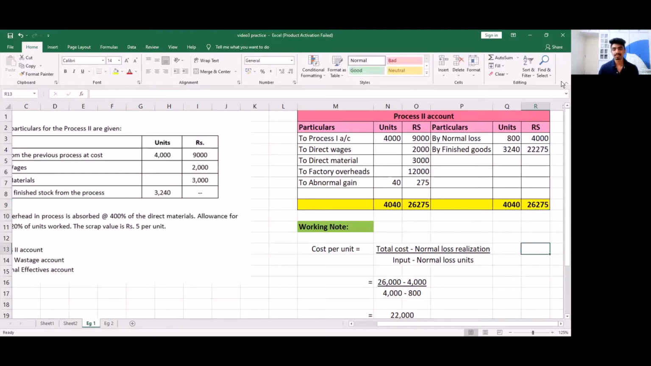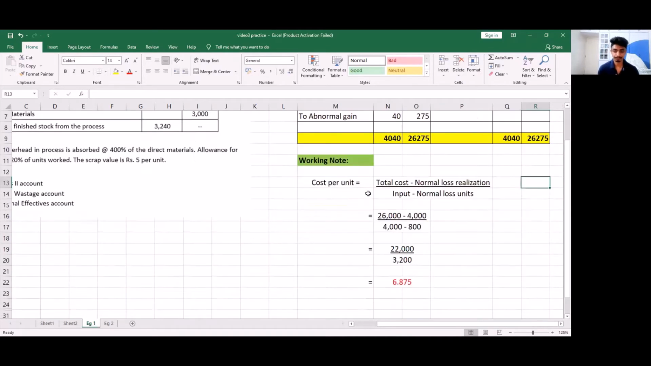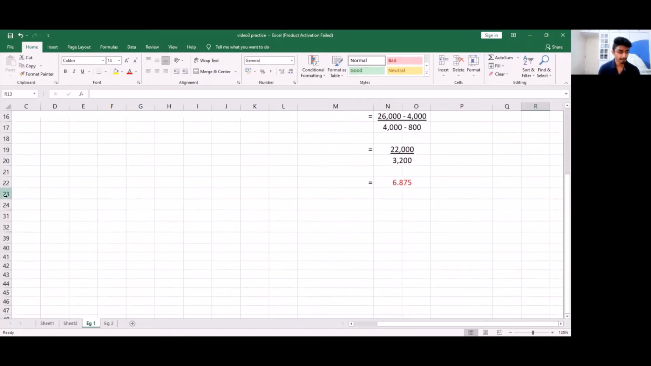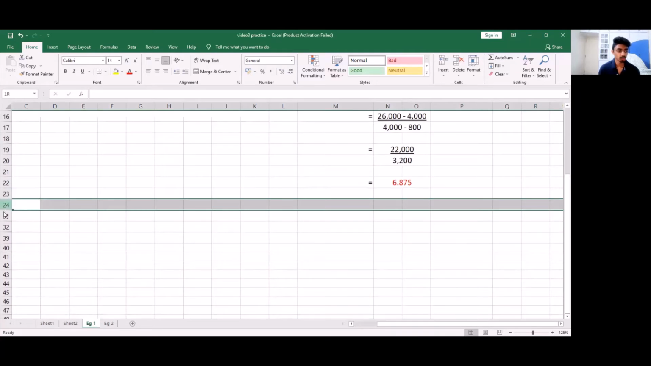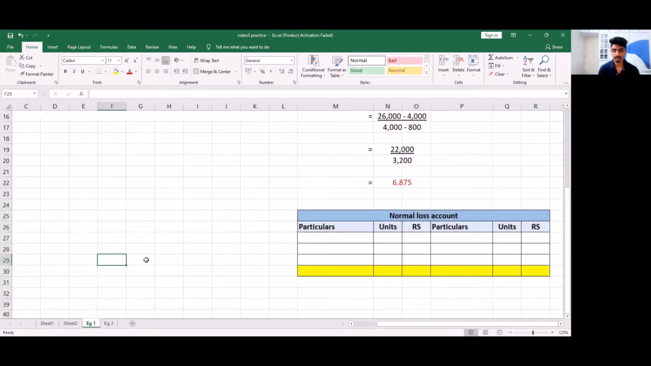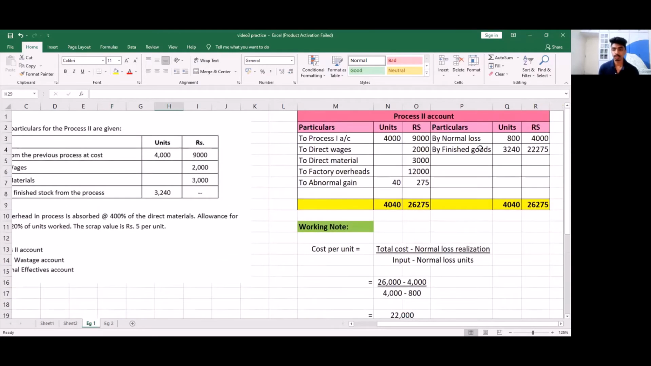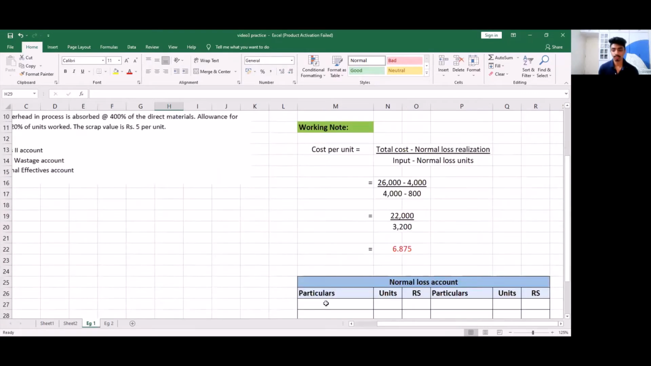And yes, this process 2 account has tallied. Next, we will move on to the normal loss account. The normal loss account format is the same as a process account. We have particulars, units, rupees; particulars, units, rupees. First, we have to transfer the normal loss from process 2 account to our normal loss account.